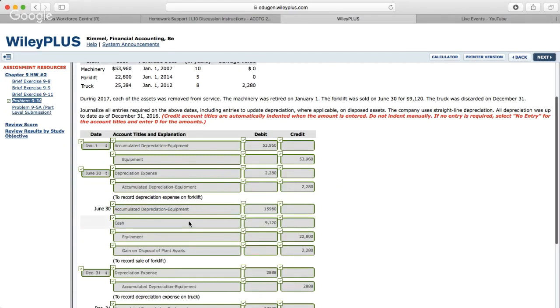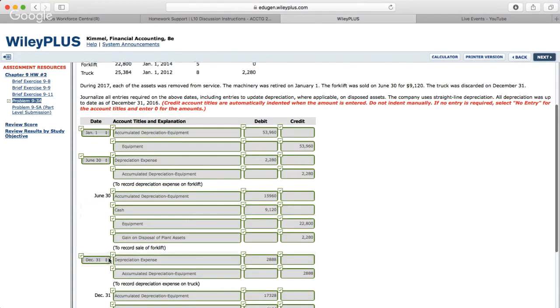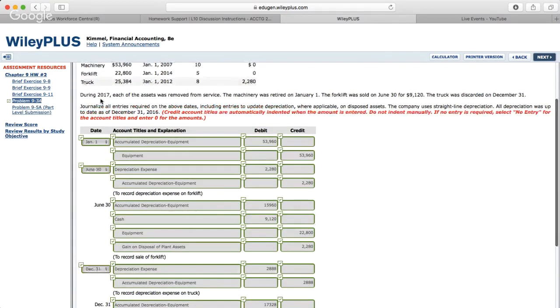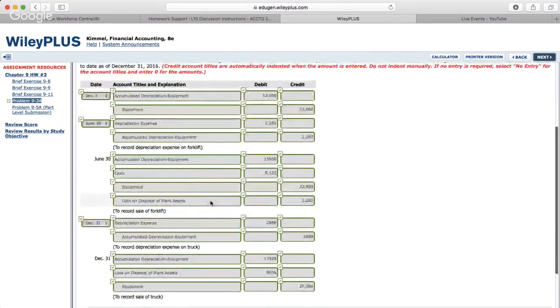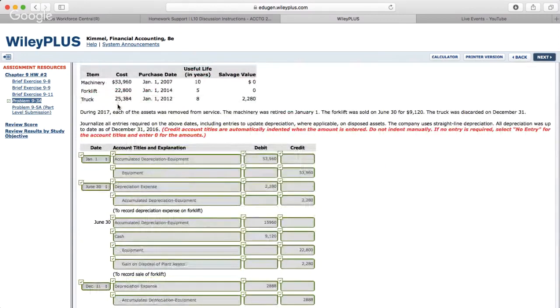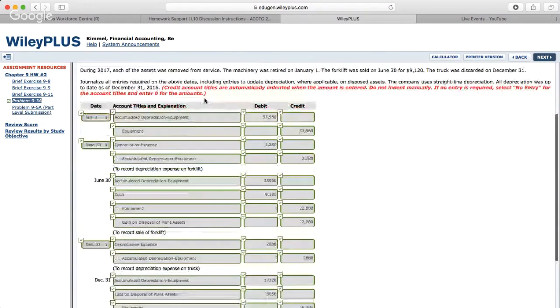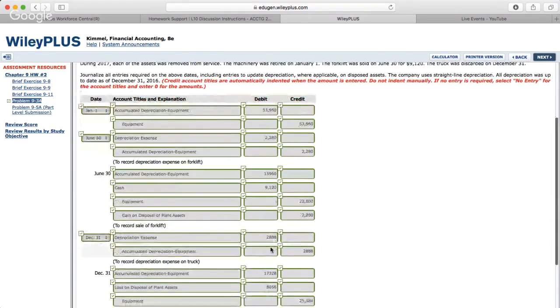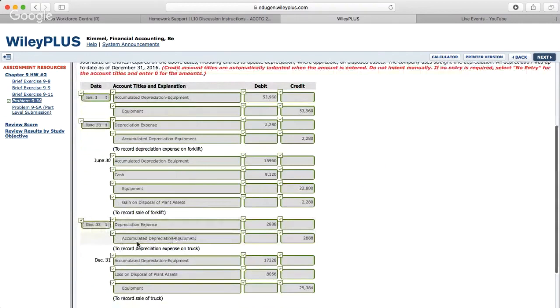So then you move down to December 31st, which is for the truck. So we have to find the depreciation. So we do the same thing we did for the forklift. You take the cost, which is 25,384. You subtract the salvage value, which is 2280, and then you divide that by the useful life, which is 8. And that is how you get the 2,888. So depreciation expense and accumulated depreciation for equipment.